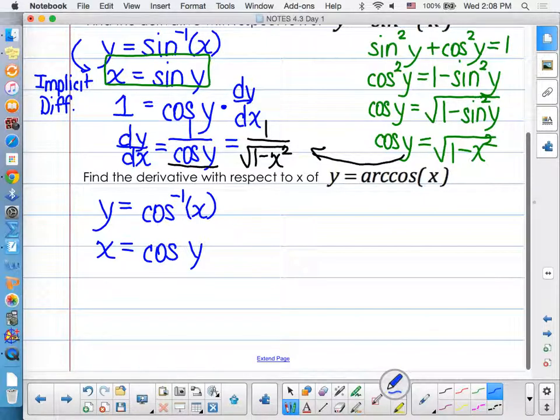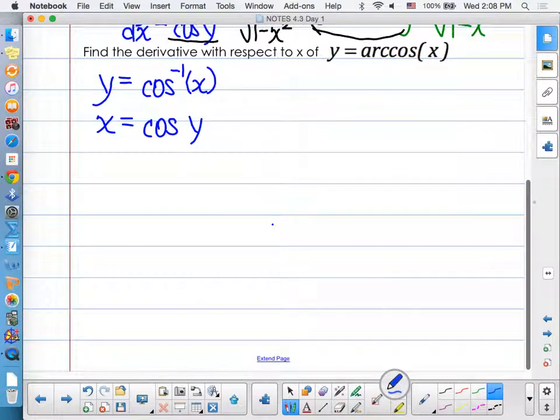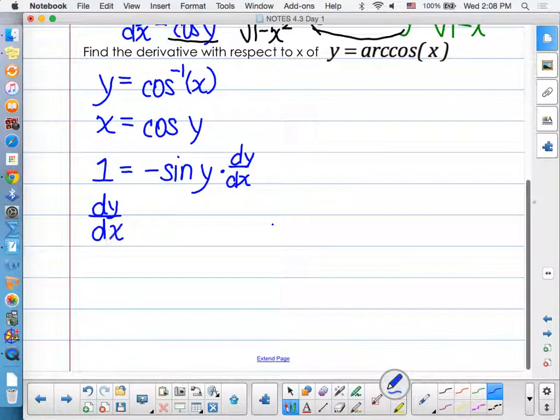Now I'm going to start to do implicit differentiation on both sides so that I can start to come up with my derivative. So the derivative of x is 1. The derivative of cosine y, well, cosine's derivative is the opposite of sine, and then I need dy/dx because I don't know the derivative of the y function. Moving that around, I would have so far that the derivative of that inverse function would be equal to 1 divided by negative sine of y.